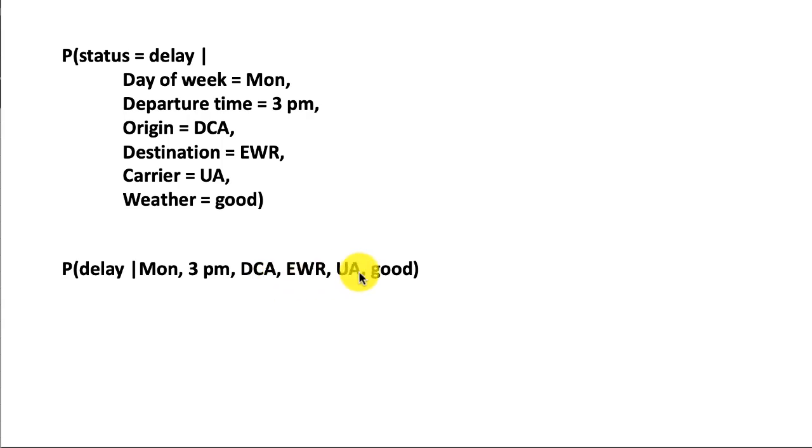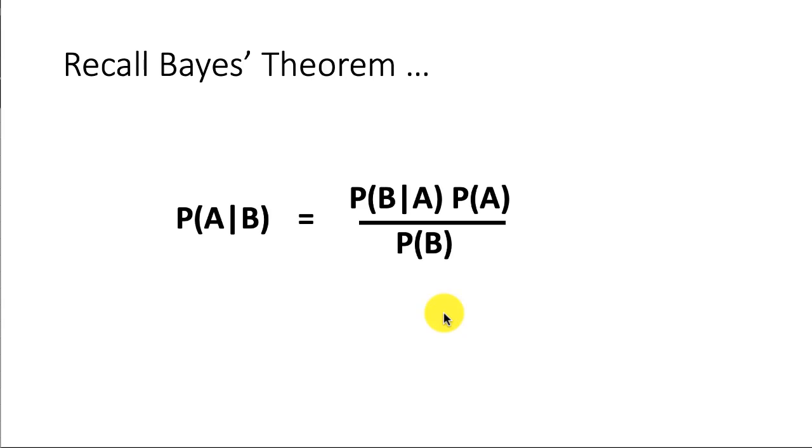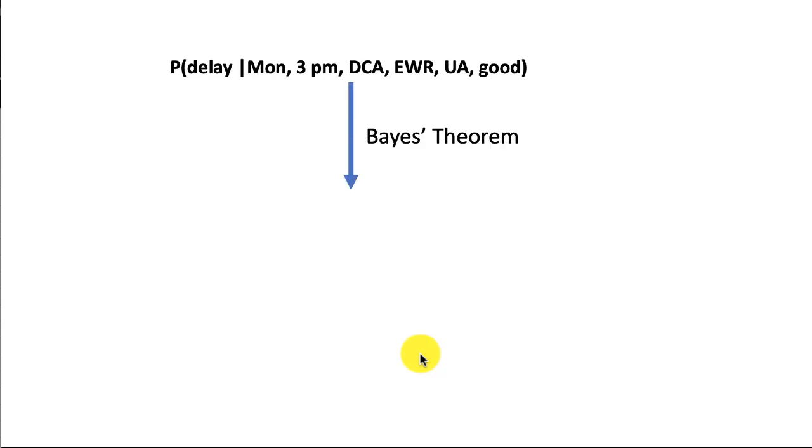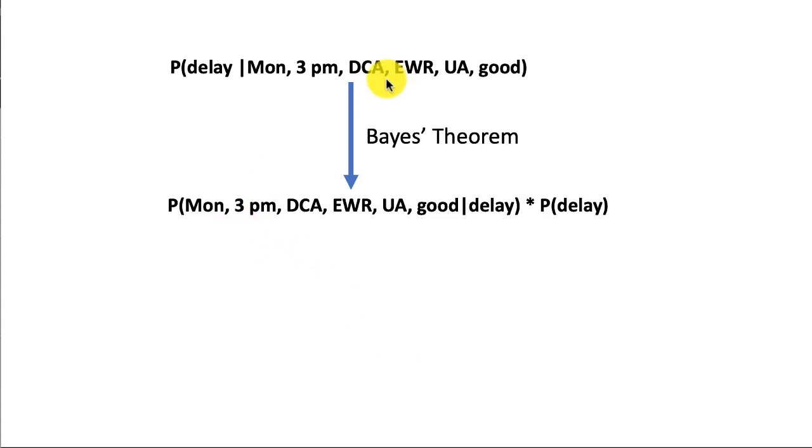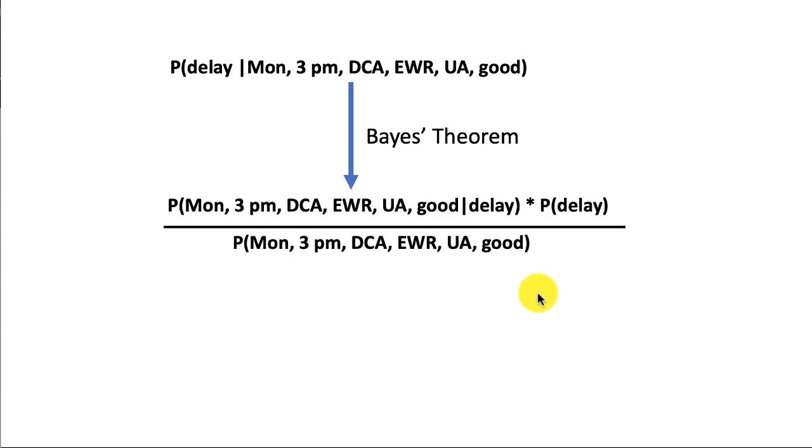DCA EWR UA good. Okay, and now let's recall Bayes' theorem, which said probability of A given B is probability of B given A times probability of A divided by probability of B. Okay, this was our Bayes' theorem. So now we are looking for probability of delay given some attributes B, right? We can invert that and do this, right? So by applying Bayes' theorem, we can say probability of delay given this is probability of Monday 3 p.m. DCA EWR UA good given delay times probability of delay. Okay, so that's what we want. Now, of course, divided by probability of this.